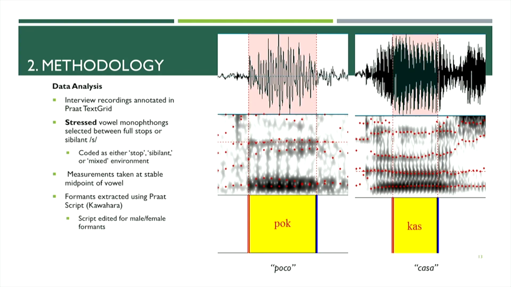So as far as analysis goes, all of the token collection for these vowels was done using Praat software and annotated in the TextGrid. We recorded stressed vowel monophthongs, selected between full stops or sibilant S, so either both or a mixed environment. On the right, you can see an example of a vowel token taken in rapid speech. It was all taken from the sociolinguistic interviews, which were intended to elicit the more natural speech of these participants. And all of those tokens were then extracted for their formants using a Praat script, which delivered the F1 and F2 for each of the vowels that had been tagged this way.